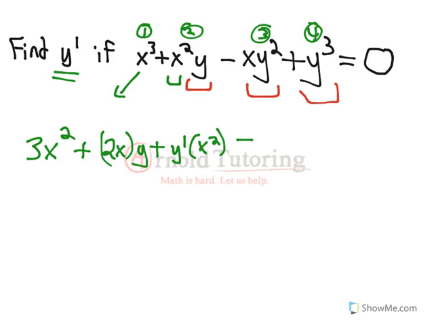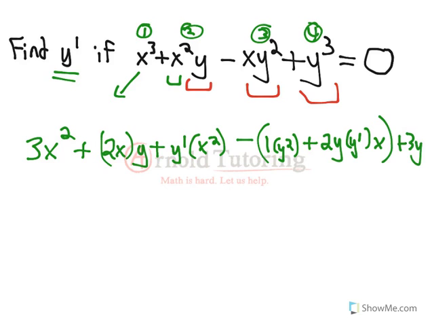Great. Minus, we now have another product rule. Derivative of the first is x, that's just 1, so 1 times y squared, plus the derivative of the second, 2y, because it's the power rule, but again, because it's a y term, we multiply by y prime times the first. So that was a little bit trickier of a product rule. And the last term is just going to be plus 3y squared. Again, it's a y term, so we multiply by y prime. And it's equal to 0.